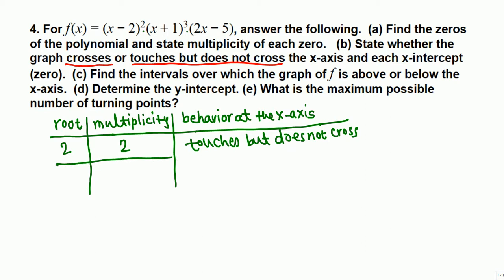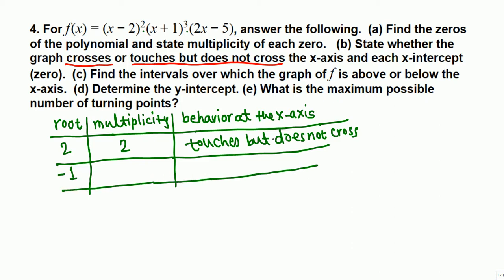Okay, next, (x + 1)^3. We know that x plus 1 becomes 0 when x equals -1. So -1 is a root, or zero. Okay, and we have cubed. Cubed means it comes 3 times: -1, -1, -1, multiplicity 3. And when the multiplicity is 3, the graph crosses the x-axis. Like here, the graph just goes through the x-axis.